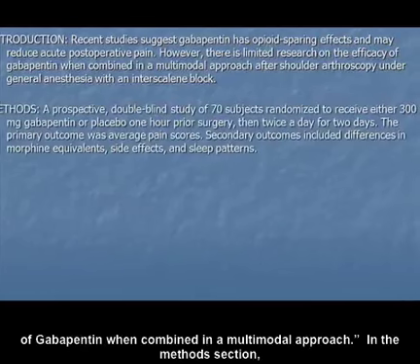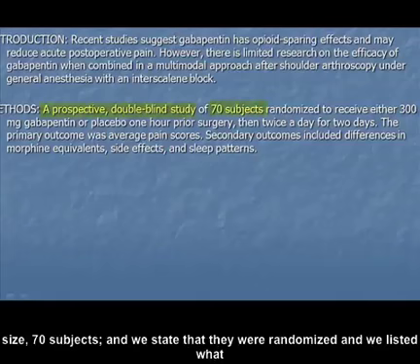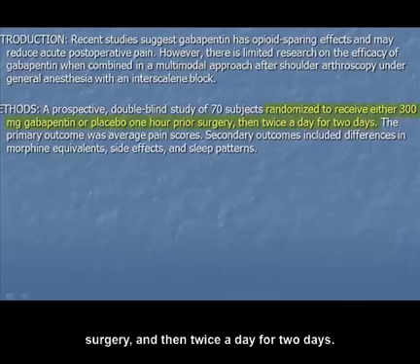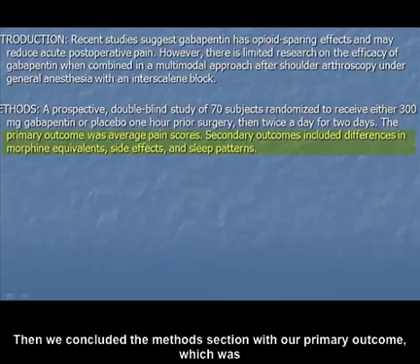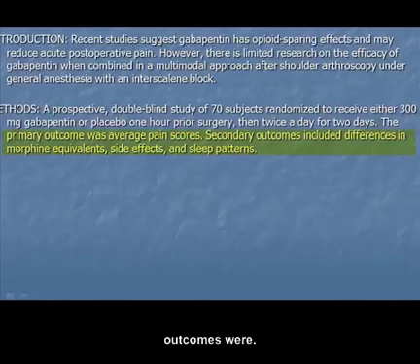In the methods section, we list the research design, a prospective double-blind study, the sample size, 70 subjects, and we state that they were randomized, and we listed what our intervention was. In this case, either 300 milligrams of gabapentin or placebo 1 hour prior to surgery, and then twice a day for 2 days. And then we concluded the methods section with our primary outcome, which was average pain scores. And because we had space, we listed what our secondary outcomes were.